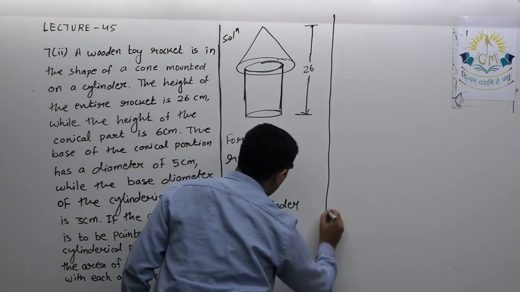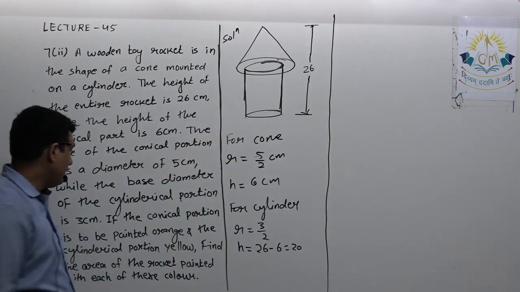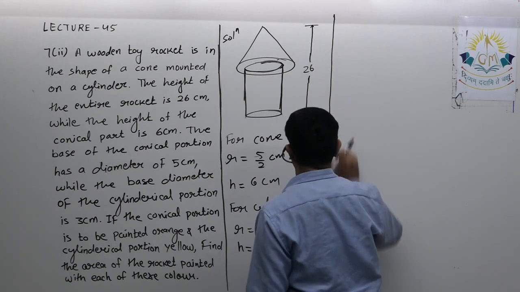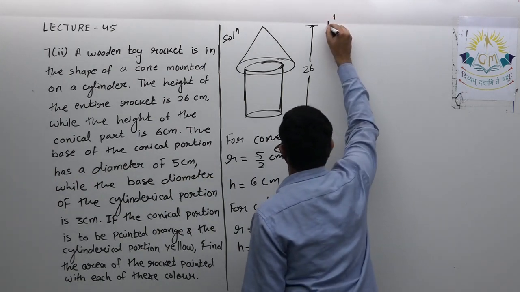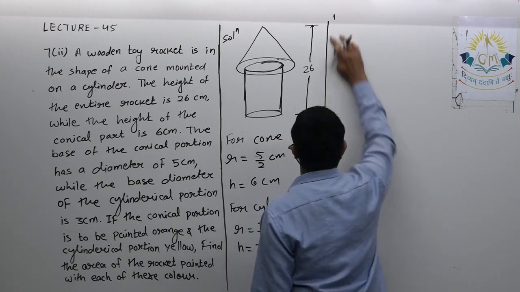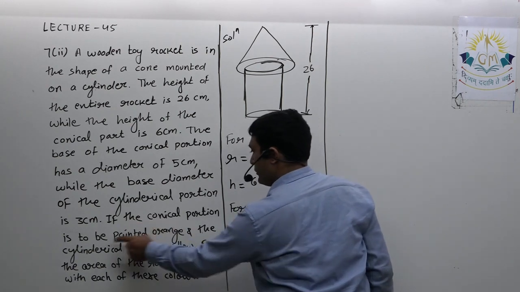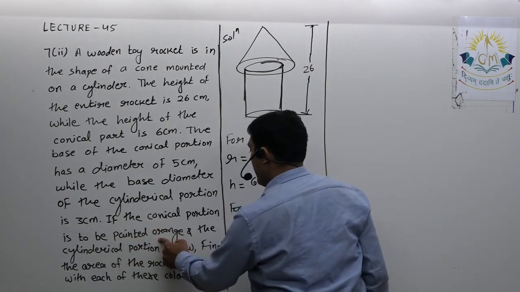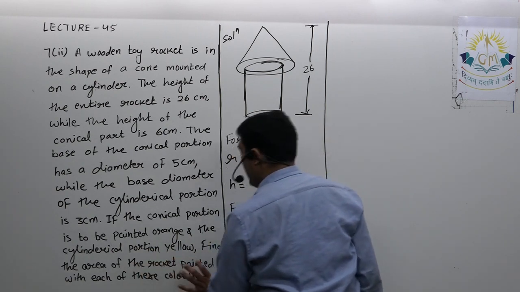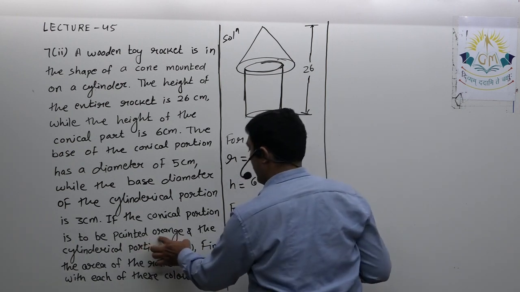Either we have to find volume, or we have to find the TSA, or we have to find the CSA. Now we have to find the surface area of each, that means for the cone as well as for the cylinder. If the conical portion is to be painted orange and the cylindrical portion yellow, find the area of the rocket painted with each of these colors. So first let us see for orange color.